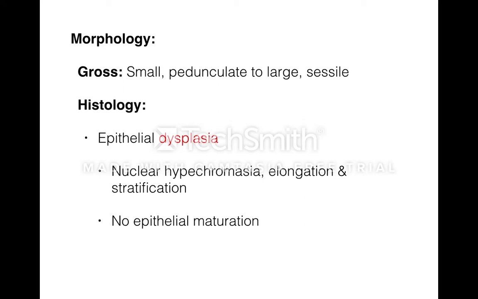Adenomas vary in size and shape from small pedunculated lesions to large sessile lesions. On histological exam, dysplastic features are present. These include darkening and elongation of the nucleus in addition to stratification. There is also a loss of epithelial maturation as cells migrate out of the crypt.